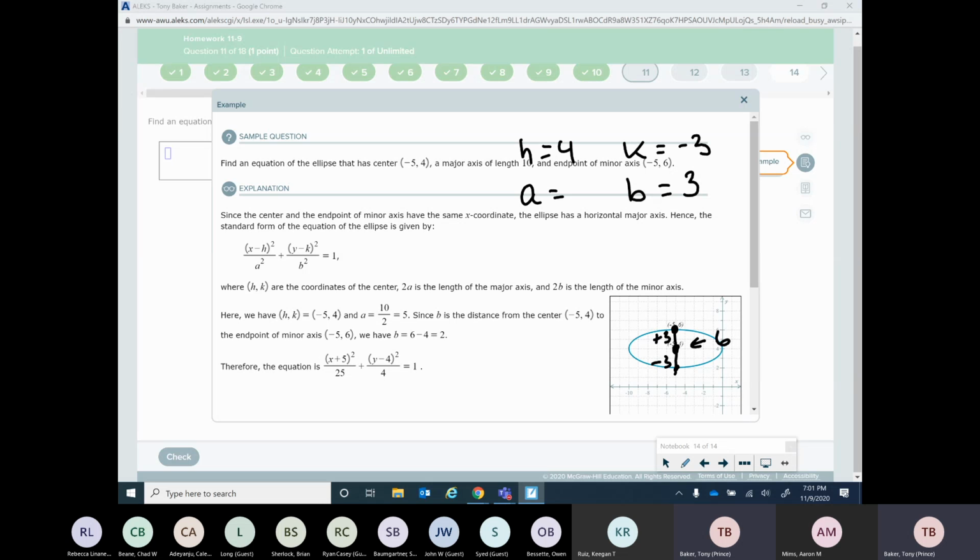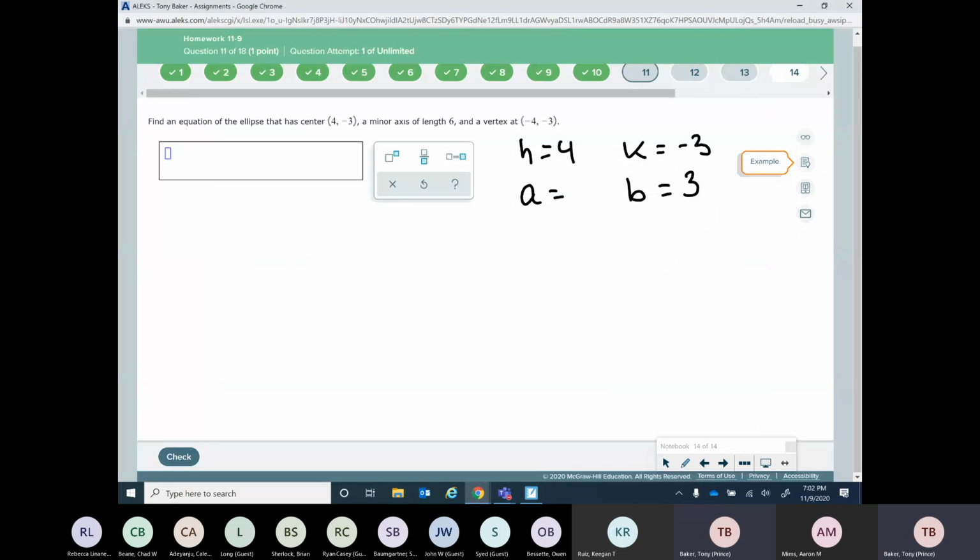Same thing is true for the major axis. We would do the same thing, except it would be just a different number in that case. And it would be the long side, but you still basically just cut it in half to find your A or your B. So in this case, they gave me the minor axis was 6, so that means my B is 3.